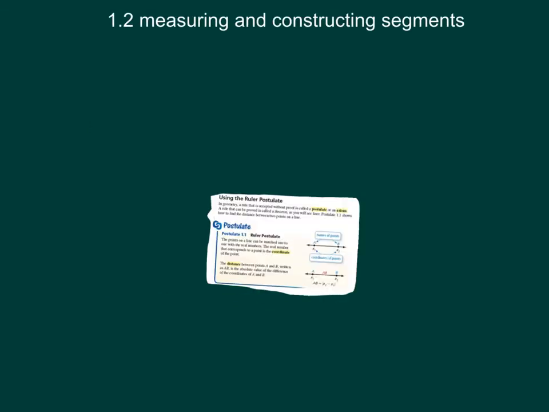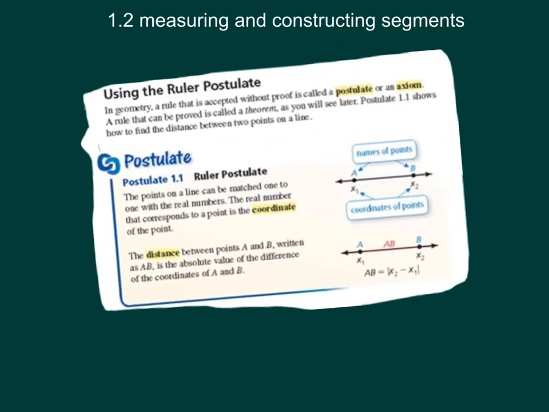So today we're going to be talking about 1.2, which is measuring and constructing segments. And the first thing that we need to talk about is the ruler postulate.